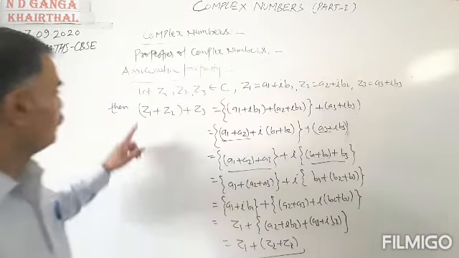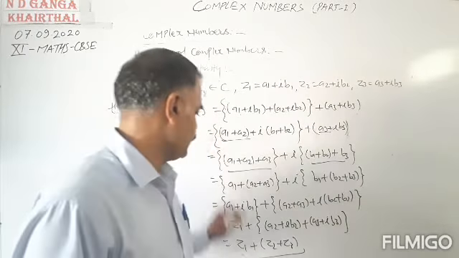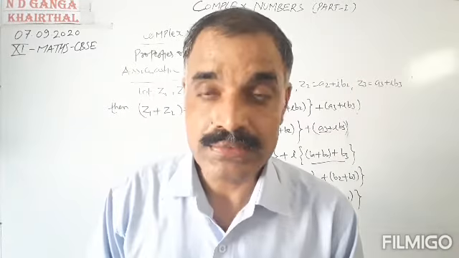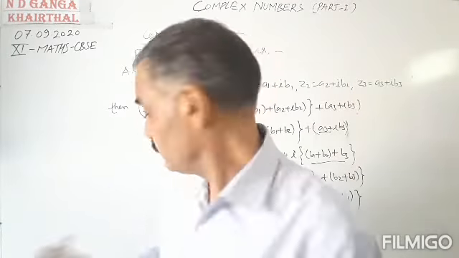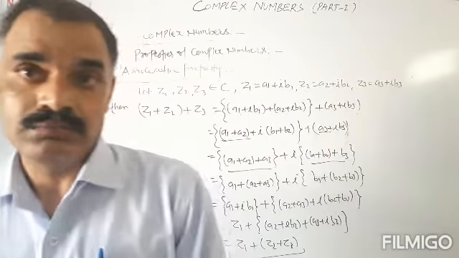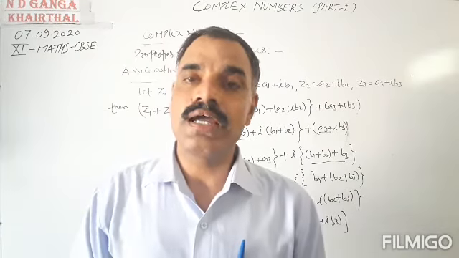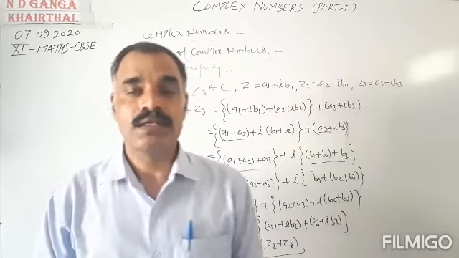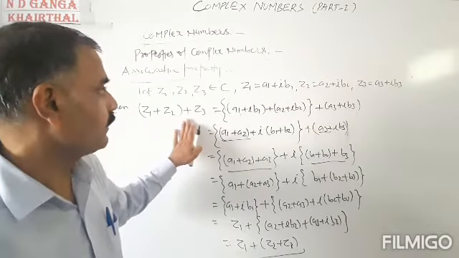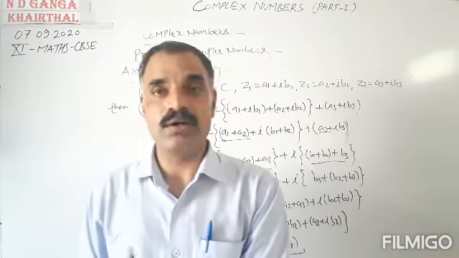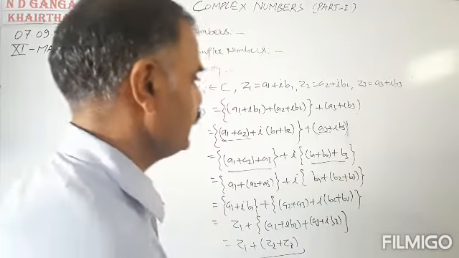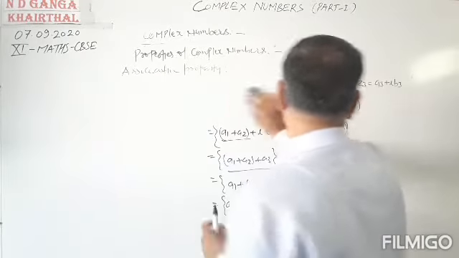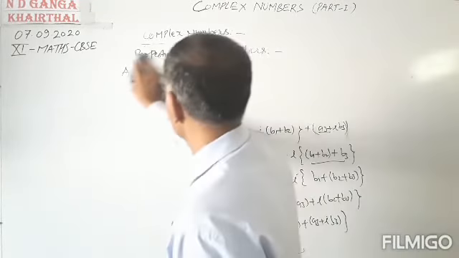So Z1 plus Z2 plus Z3 is equal to Z1 plus Z2 plus Z3, which means complex numbers follow the associative property. We can change the grouping; even after changing the grouping, the addition will not change, the result will be the same. So this is the associative property.